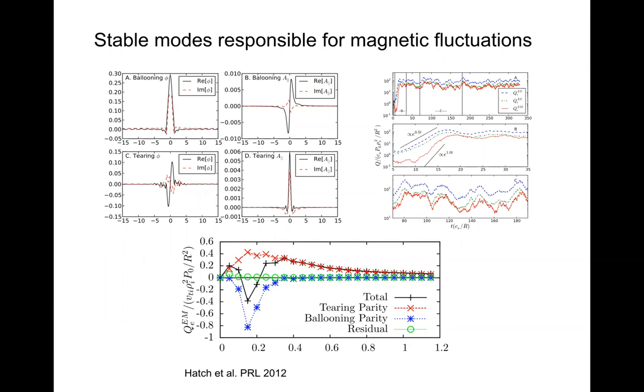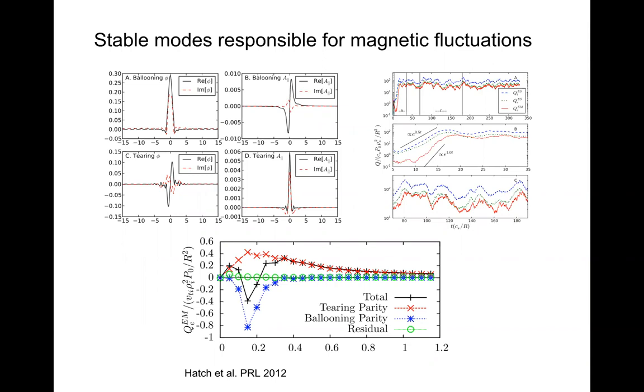Okay, so this is another look at the role of multiple eigenmodes in the turbulence. This is totally fundamental work. A big question about 10 to 15 years ago was, what do magnetic fluctuations do in tokamak turbulence?